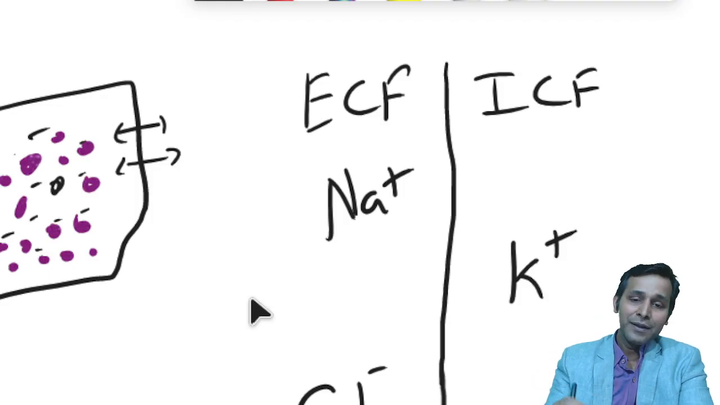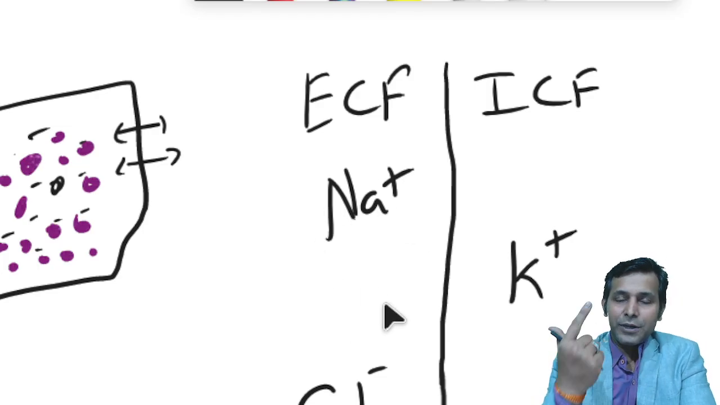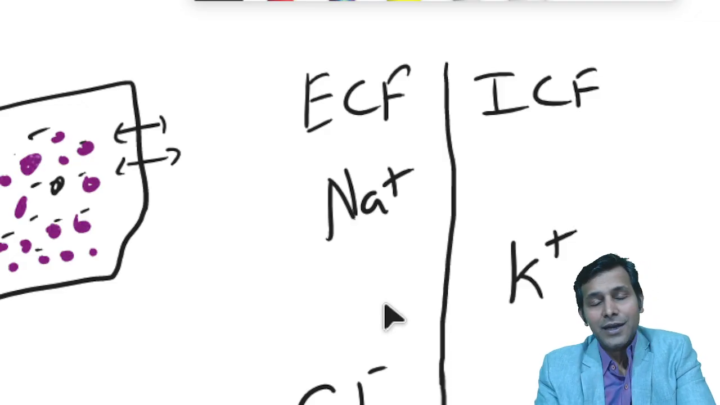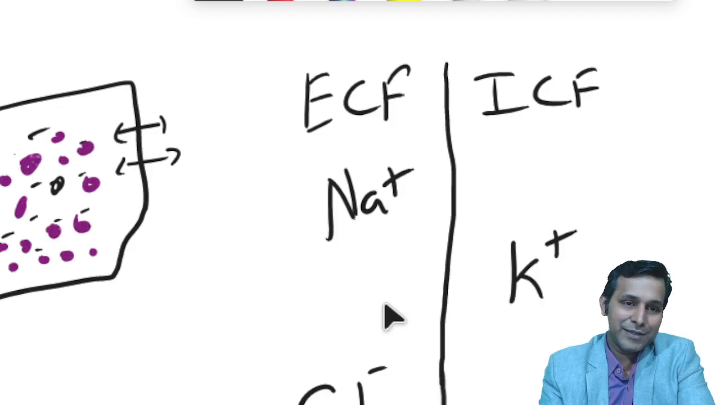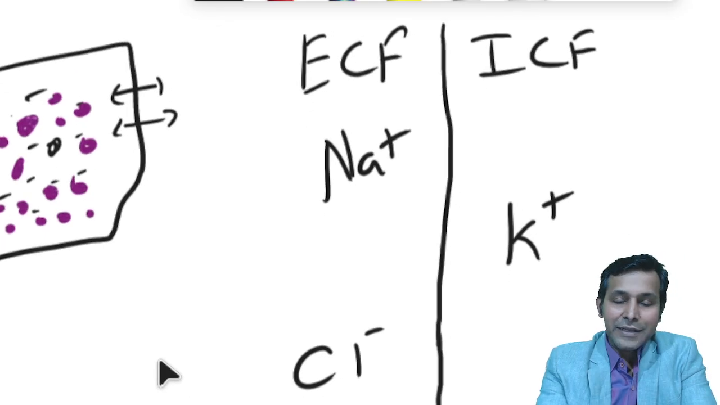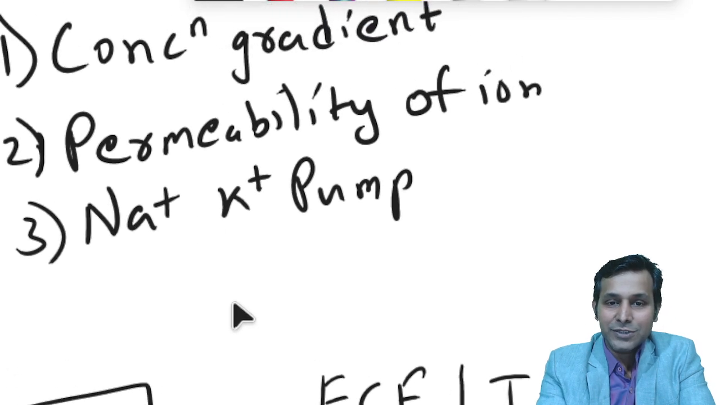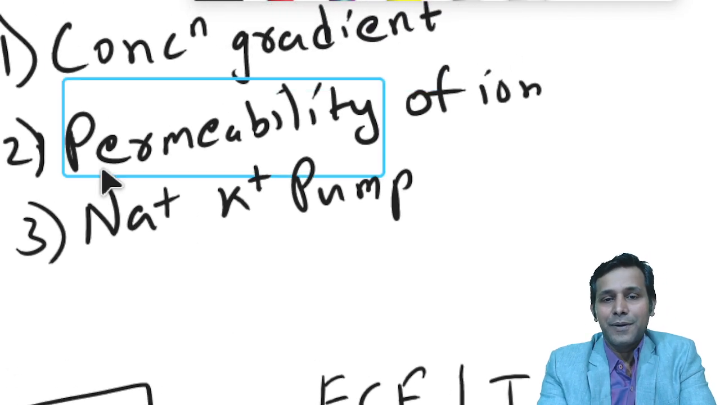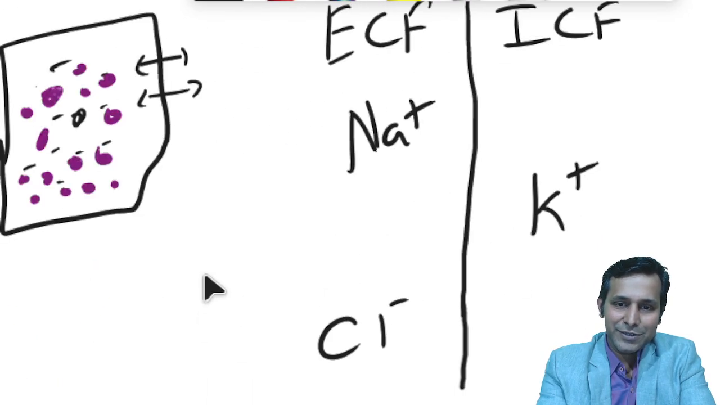Now, since we are considering these three ions, remember sodium, potassium and chloride. These three are the primary ions which determine the RMP of any cell. Remember, sodium, potassium and chloride. How? We will discuss these three ions on the basis of these two points, that is concentration gradient and permeability. So let us first go with concentration gradient.